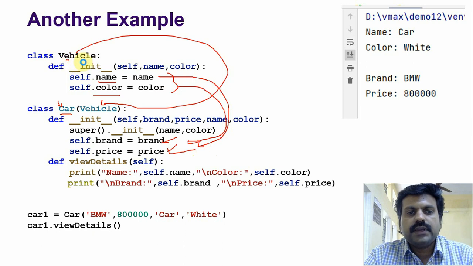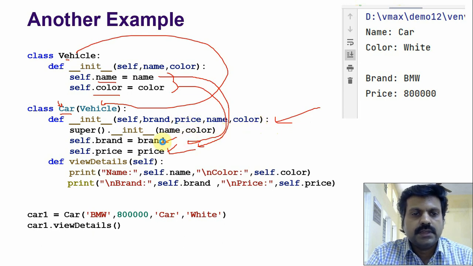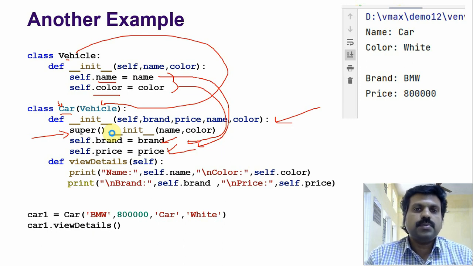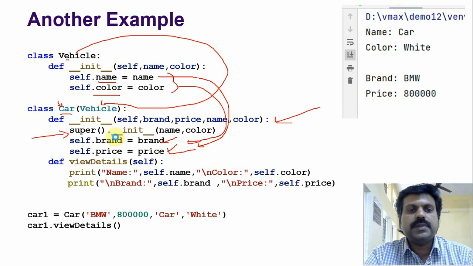Here I have used the vehicle class. I am initializing two data, name and color. And when I create a subclass, we have to add some more new data, right? When you add new data, we have to use the previous data also, for example name, color as well as brand, price. So in the constructor, we have to give all four parameters, and there is a super function. Using the super function we are able to call the super class, meaning the parent class.